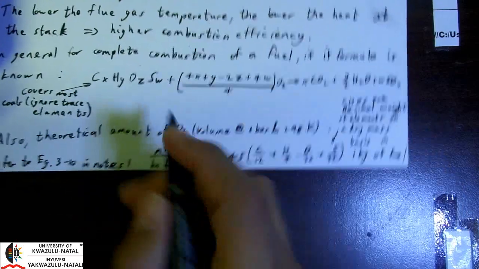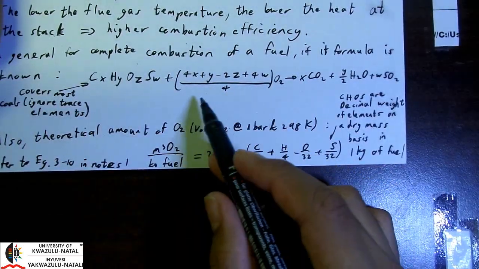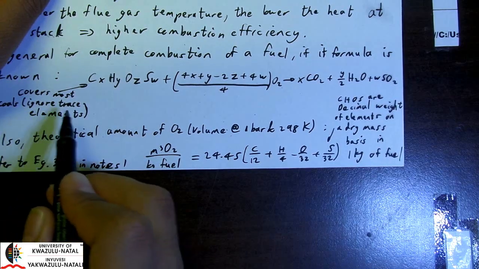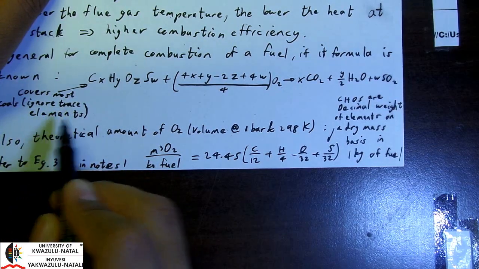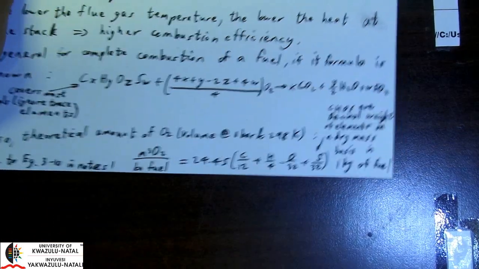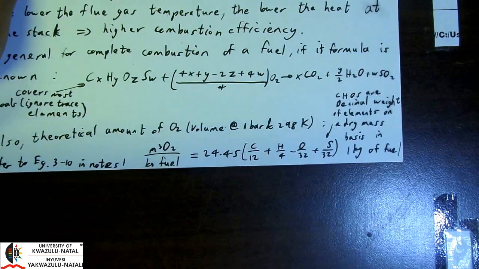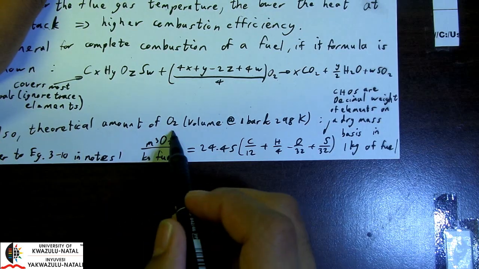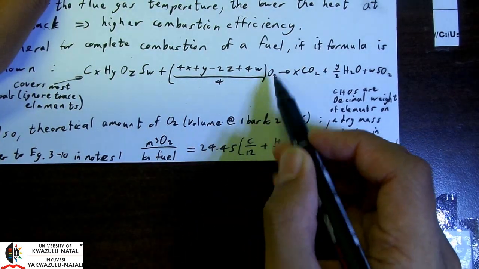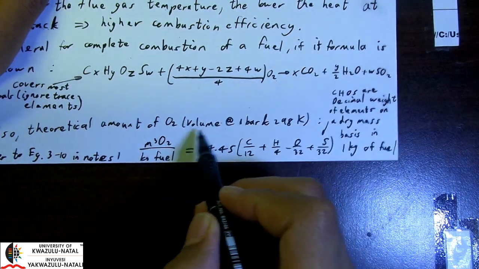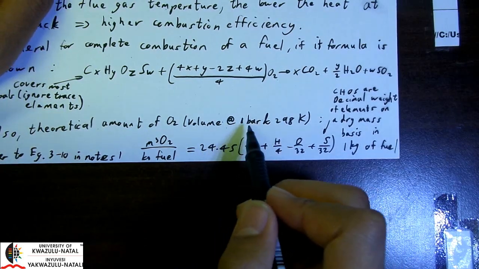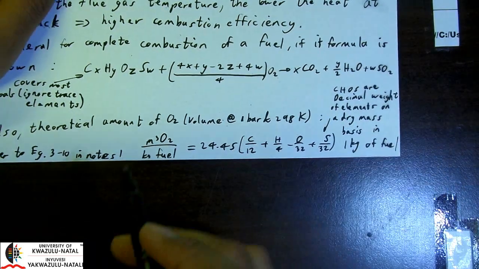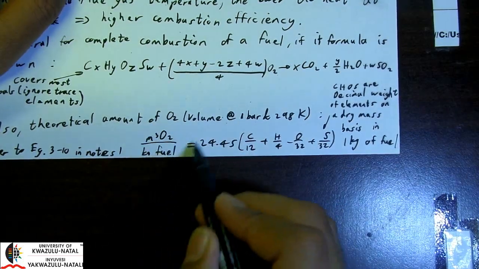Okay, and this formula is quite useful for most coals. However, it ignores other trace elements which might be within the ore as well. And this will, of course, give us the theoretical amount of oxygen required, in terms of volume at 1 bar and 298 Kelvin. Okay, so we can calculate it here.